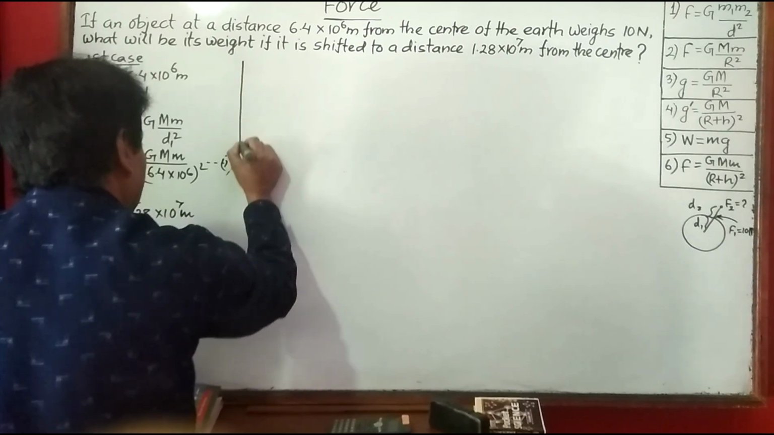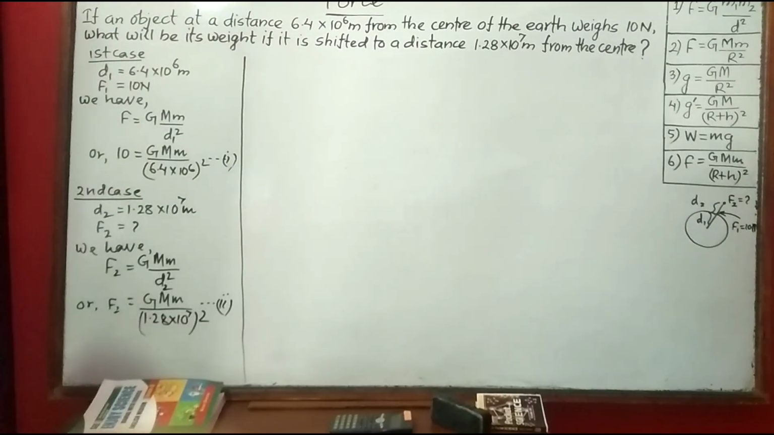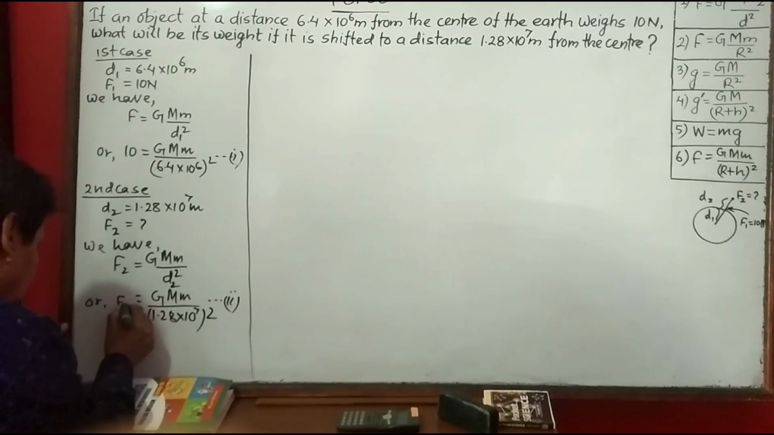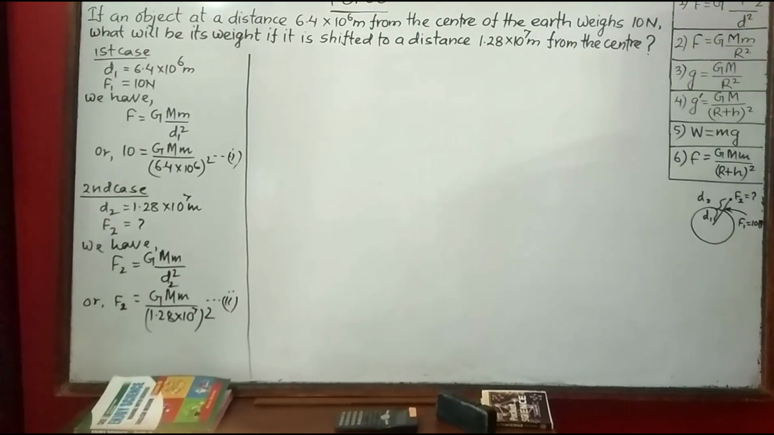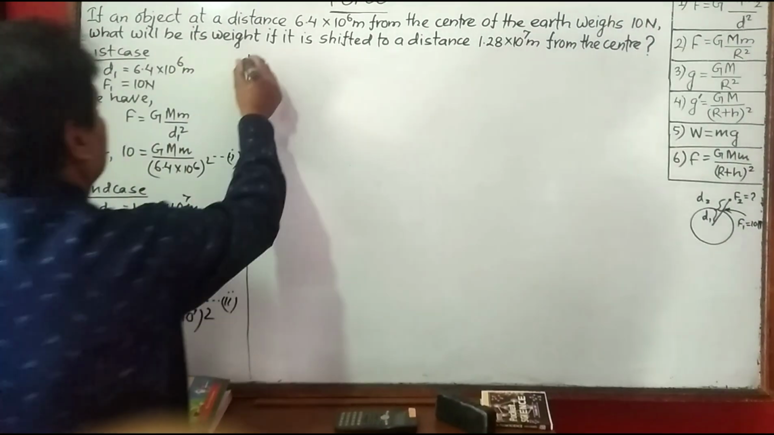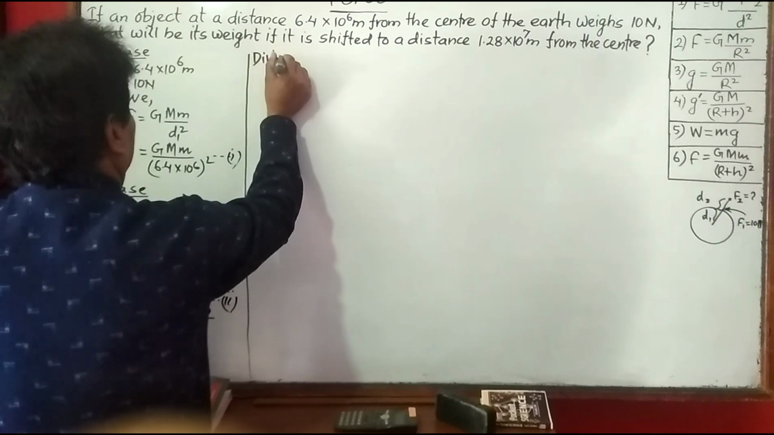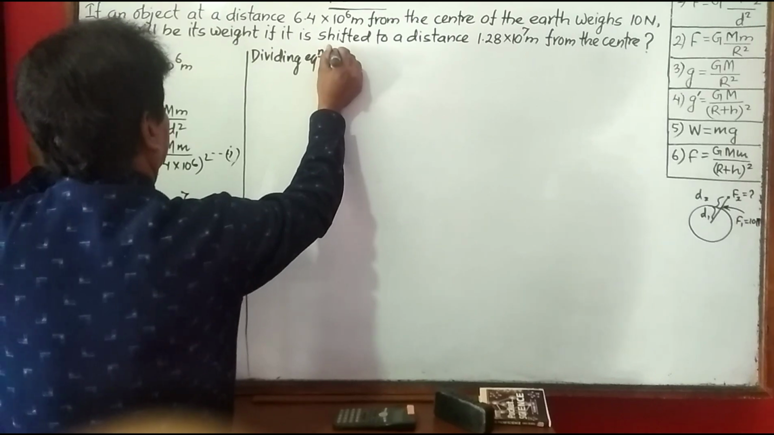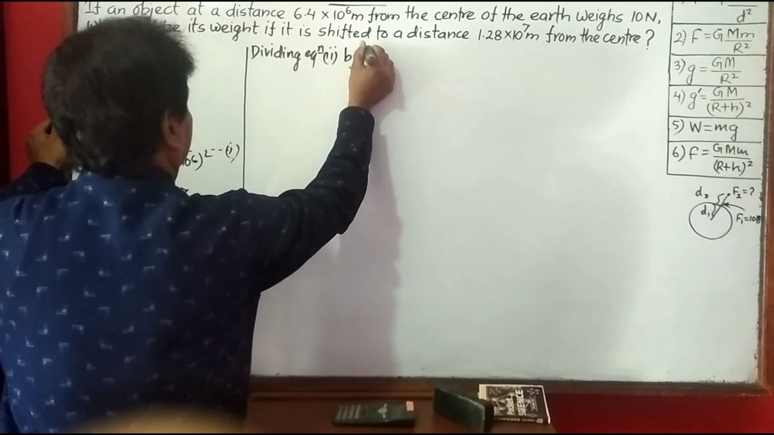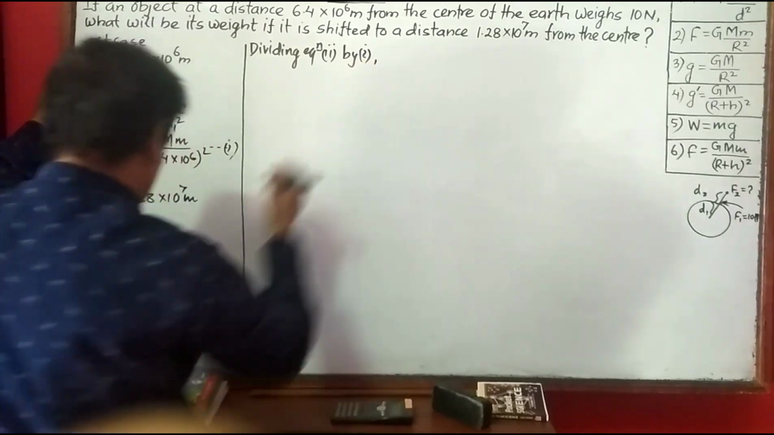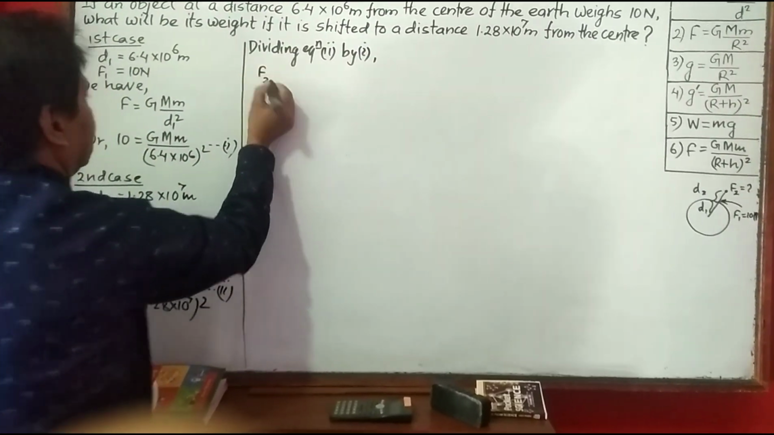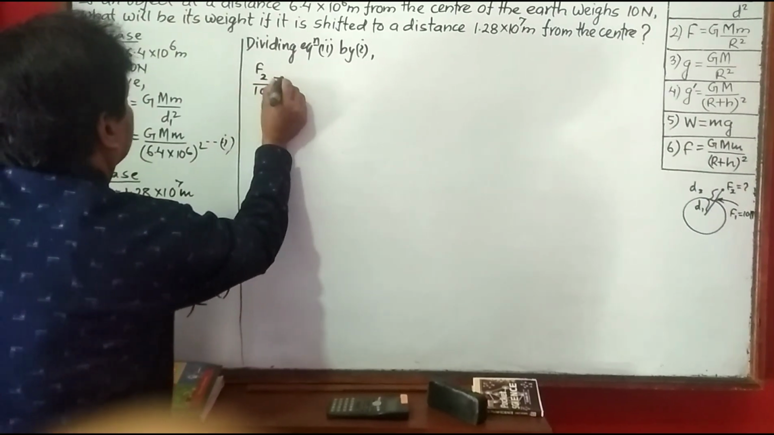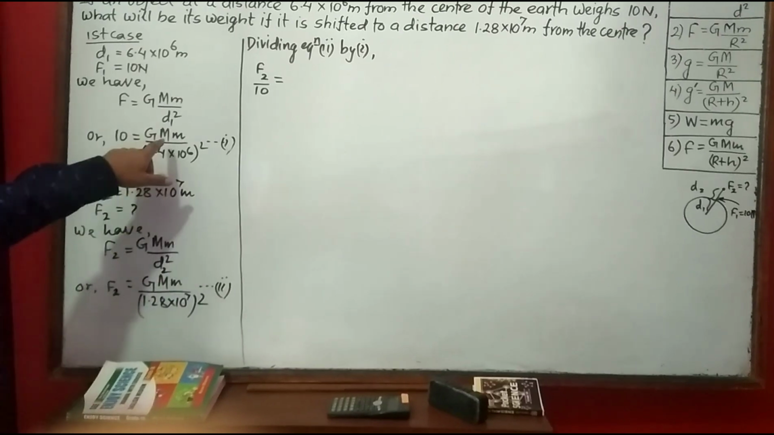Now I want to compare these equations with each other. Look at this. We can divide one equation by another, and we have to find out F2. That's why I want to divide the second equation by the first one. Dividing equation 2 by 1, what do we get? Left hand side divides left hand side, which means F2 is divided by 10.